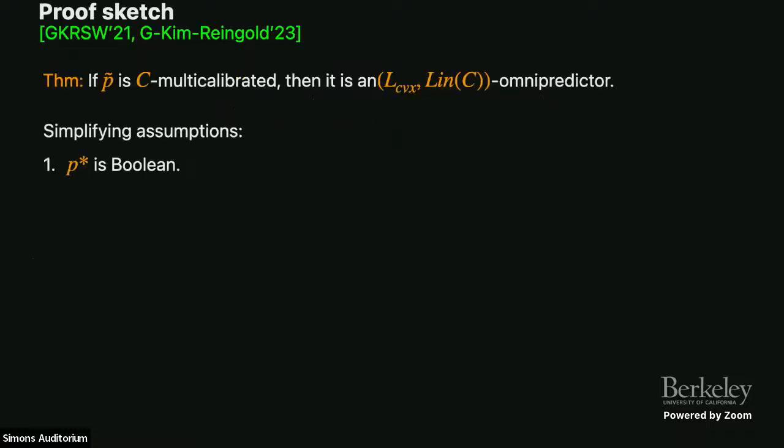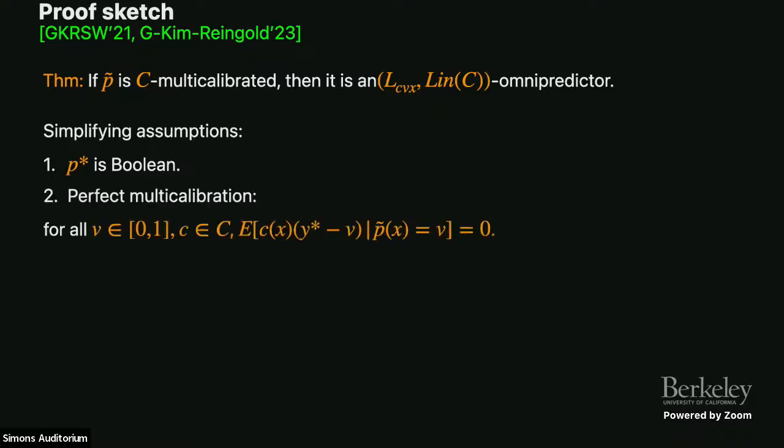So I'm going to do this proof under some simplifying assumptions. I'm going to assume P star is Boolean just because it makes it easier for me to draw pictures. I'm going to assume perfect multi-calibration. Perfect multi-calibration means that I don't even allow an alpha error here. I just assume that for all prediction values V of the predictor, there is no correlation between anything in C and the residual function. None of these are really needed, of course. It's just to make our life simple here.